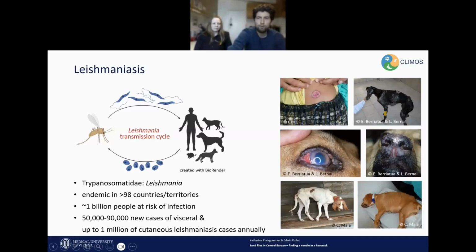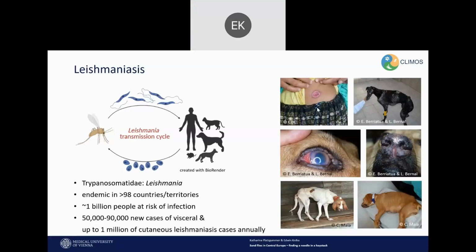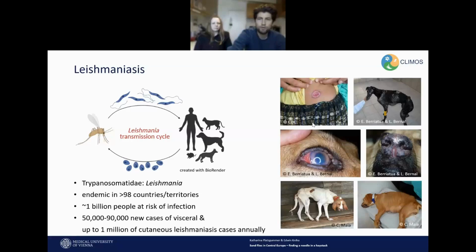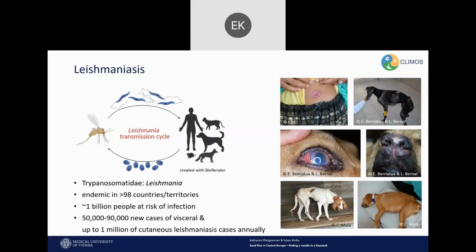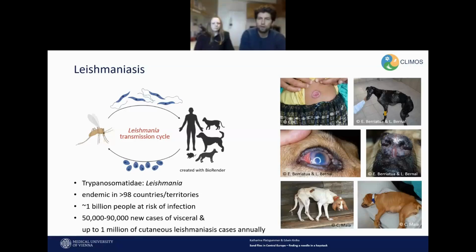And if you look at the clinical picture, you would see that here on the left side, you see a so-called ulcer or a sore of a cutaneous case of human leishmaniasis. But at the same time, you see a lot of pictures from dogs, which are actually the main reservoir hosts for Leishmania infantum, the predominant Leishmania species transmitted in Europe. So also very important for us here.